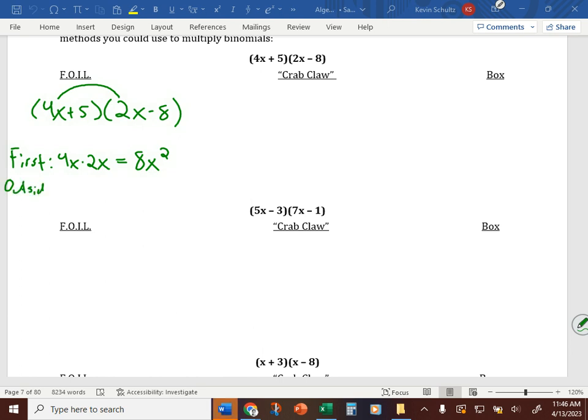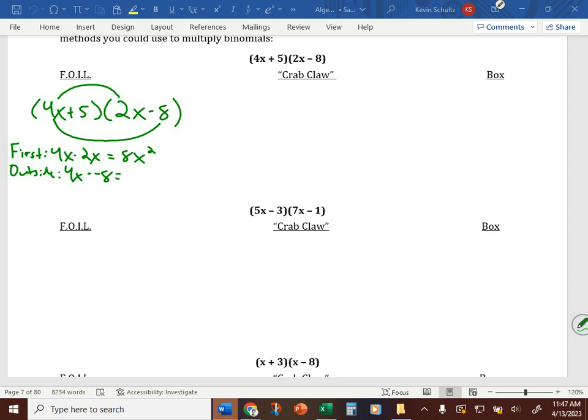And as it so happens, that 4x that we started with, not only is it the first term, but it's also the term on the outside. And so that 4x, we've already multiplied by the 2x. Now we're going to go over and multiply by the negative 8. Because negative 8 is also the outside term of that second set. And I'm going to make my work fit a little bit better here. So first, we had 4x times 2x, which was 8x squared. Then our outside terms, we already multiplied the 4x by the 2x. Now we're going to multiply by the negative 8.